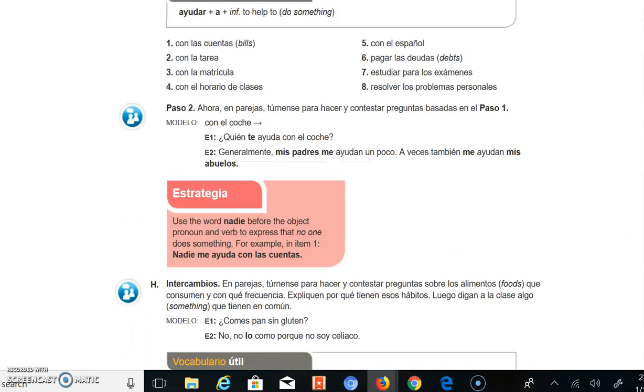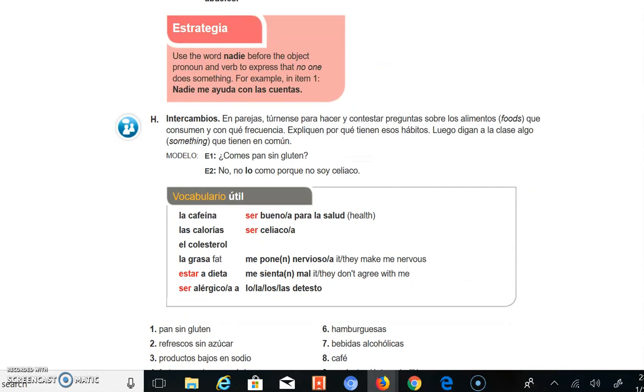Okay, so cuentas here are bills. La tarea is homework. And there are a few more vocabulary words here. Cafeína for caffeine, las calorías, el colesterol, these are cognates. Fat is la grasa. To be on a diet, estar a dieta. To say it in a sentence, estoy a dieta, estás or estamos a dieta.